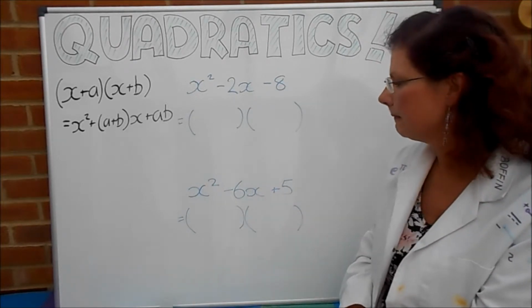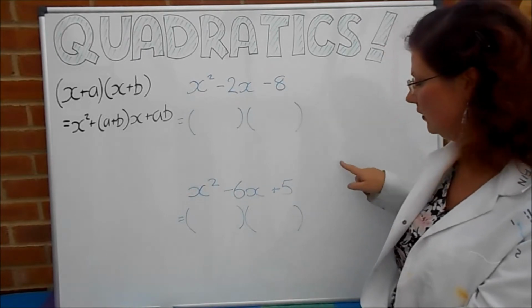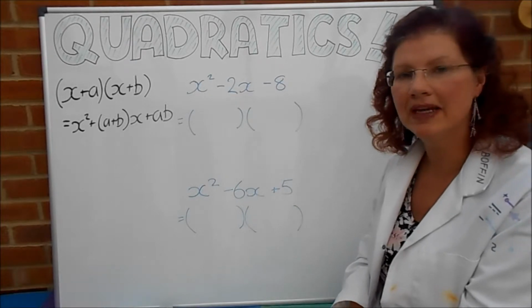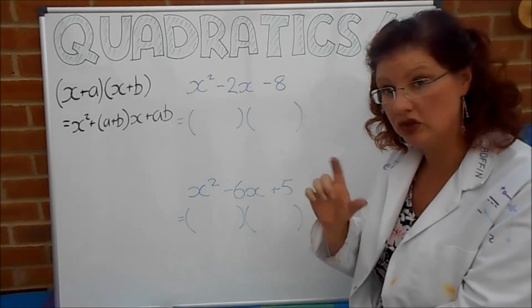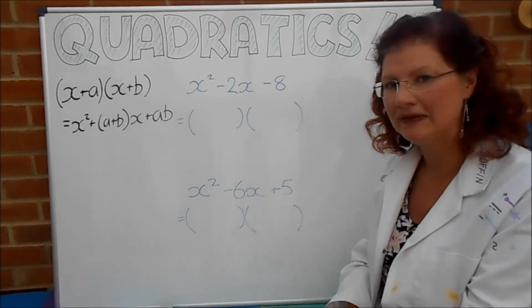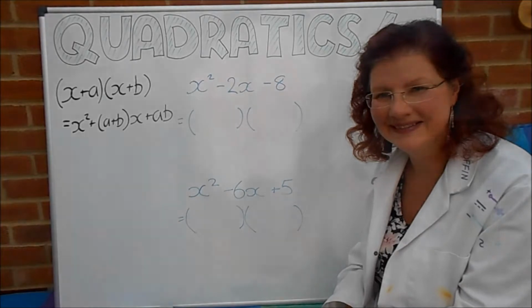Down here, we've got x squared minus 6x plus 5. So again, you need to start off by listing all the things that can multiply to make positive 5. Don't forget to do both ways of the negatives because you need them to add to make negative 6. So, pause the video and have a go with those now.